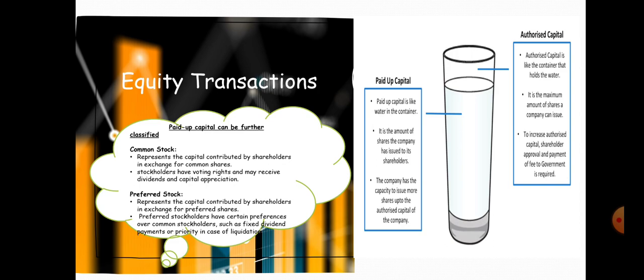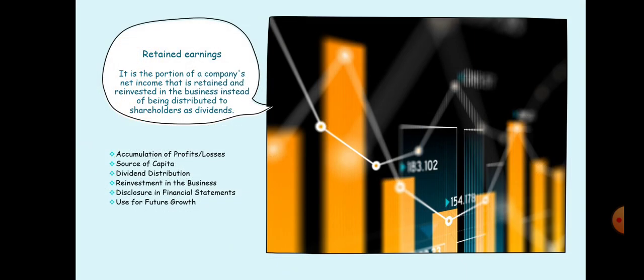Next, we will move on to retained earnings. Retained earnings is nothing but a portion of the company's net income that is retained and reinvested in the business instead of being distributed to shareholders as dividends. Retained earnings results in accumulation of profits and losses, source of capital, dividend distribution, reinvestment in the business, disclosure in the financial statements, and use for future growth.